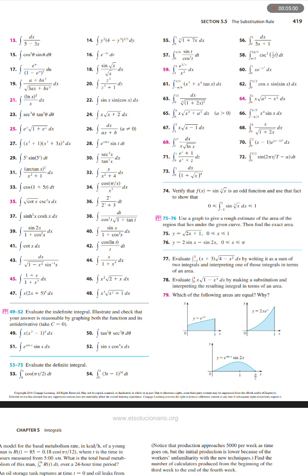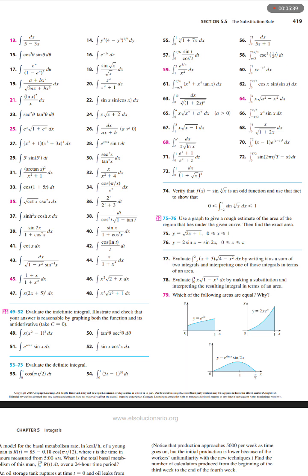Verify that f of x equals sine of the cube root of x is an odd function, and use that fact to show 0 is less than or equal to the integral from -2 to 3 of sine of the cube root of x dx, which is less than or equal to 1.